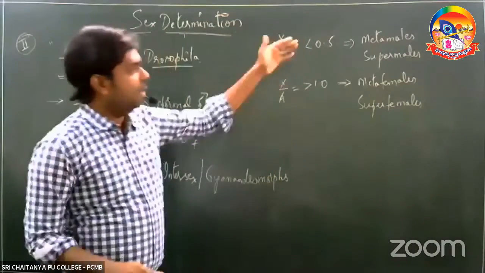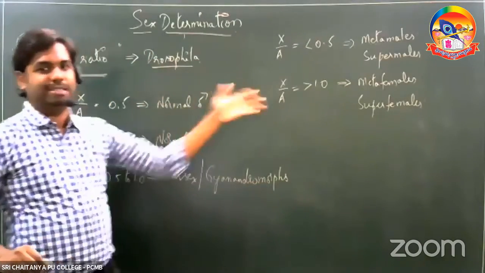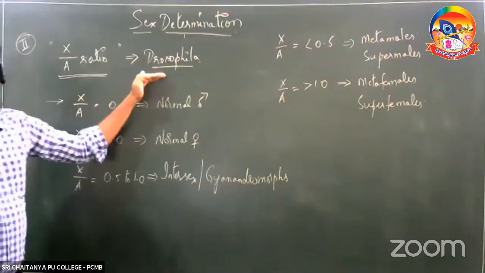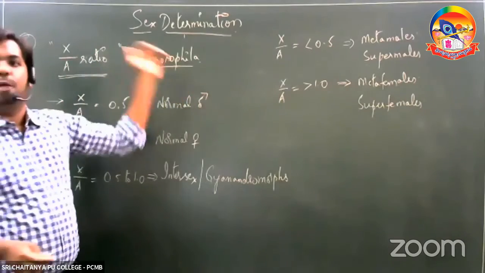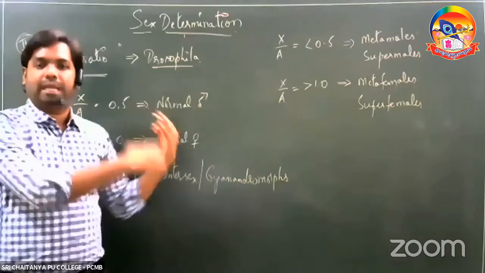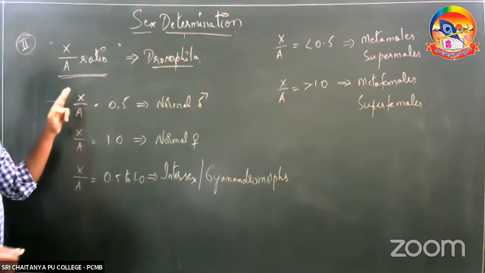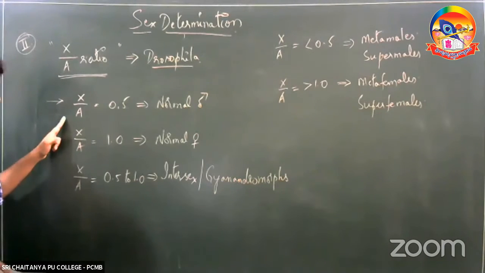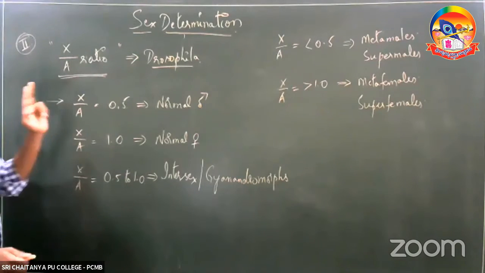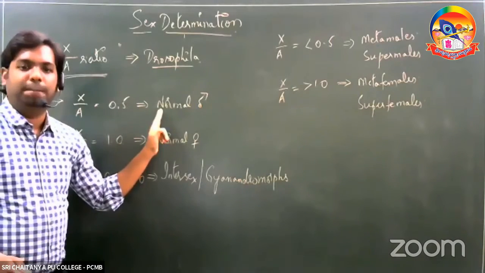Now this meta males and meta females, they are actually said to be sterile individuals. Now, based on the X by A ratio, in case of Drosophila, we would determine what would be the sex of that particular organism. So if X by A ratio, that is nothing but the number of X chromosome to the number of autosomes, is said to be 0.5, then that individual would be a normal male.